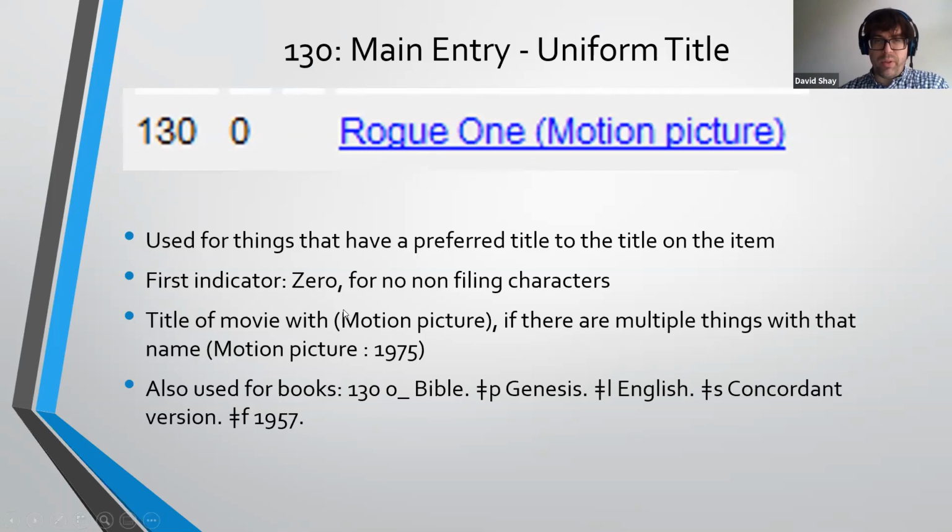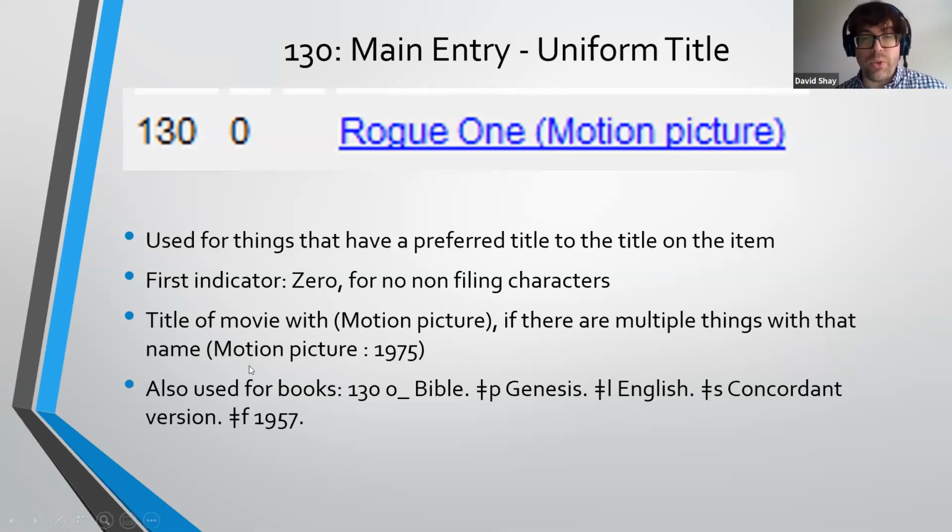This generally will be the title with motion picture, and then sometimes you'll have other identifying dates in it. If you have a lot of films that have been remade, for a remake you would include the name, parentheses, motion picture, and then something like space 1975, if it was the 1975 version versus a remade version.